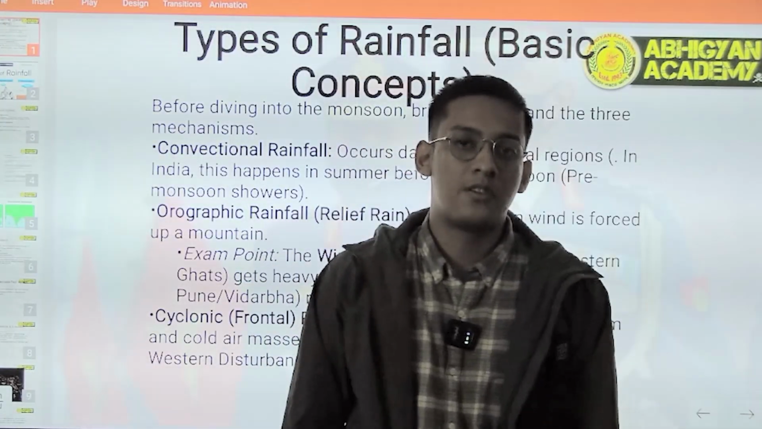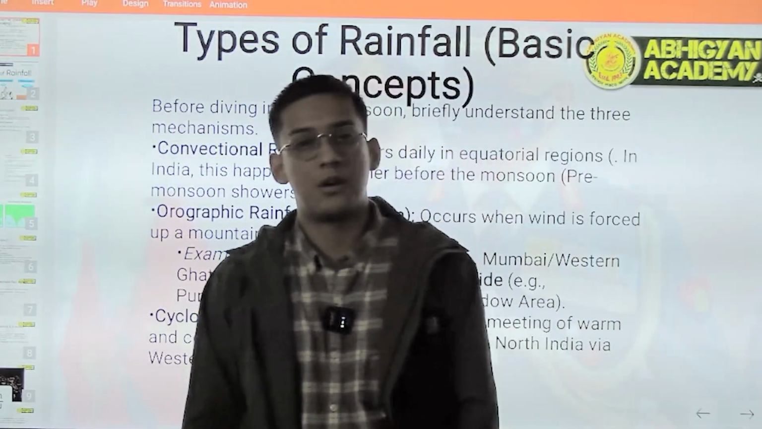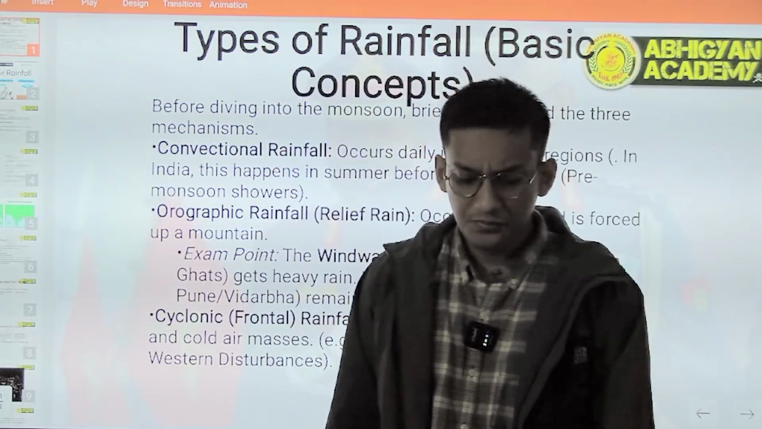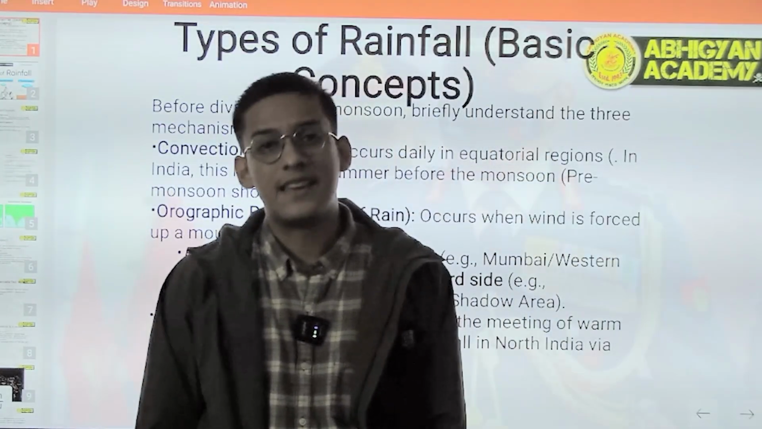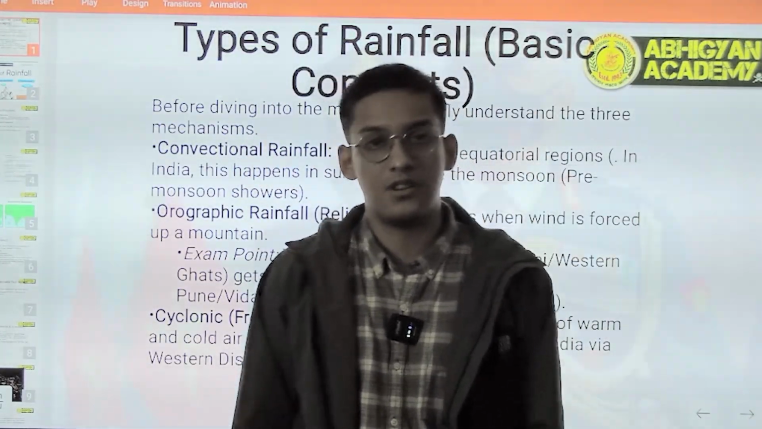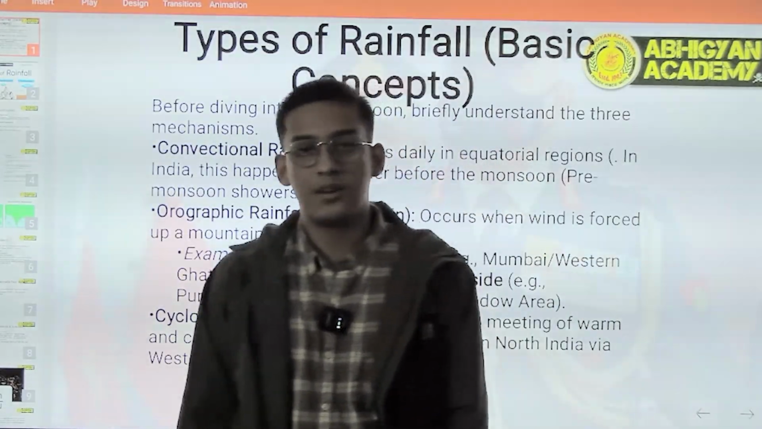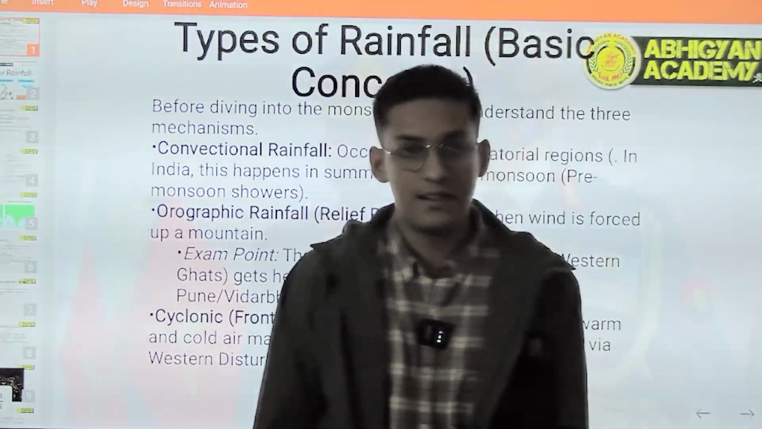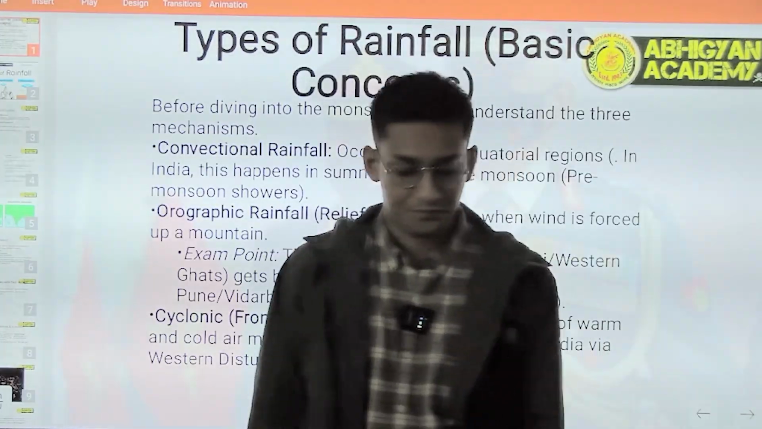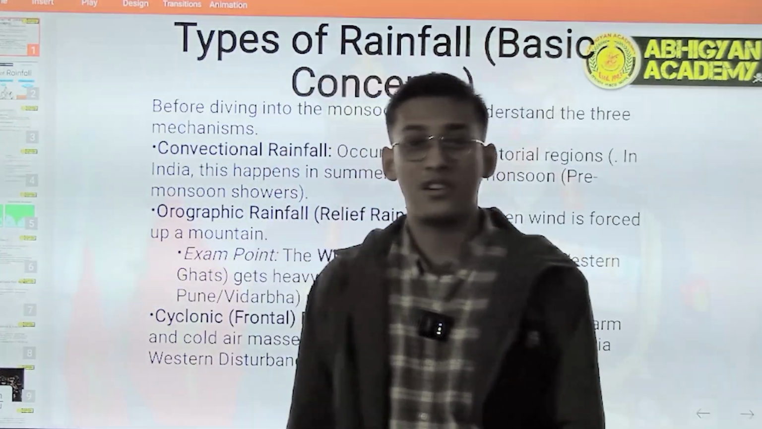Then we have orographic rainfall. Orographic rainfall is due to mountains. So what happens is when rain carrying winds hit the mountain, it starts raining. So that is known as your windward side. Also the other side is known as your leeward side. In the leeward side, there is no rainfall. That side is also known as your rain deficit.